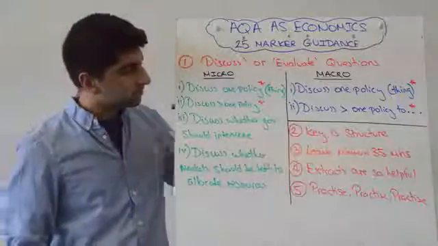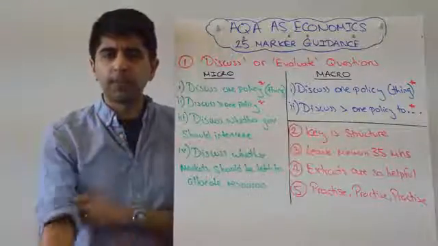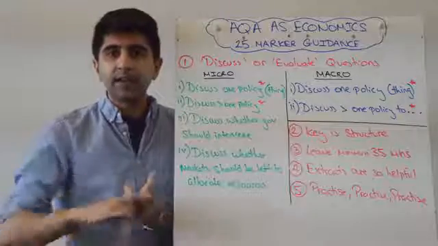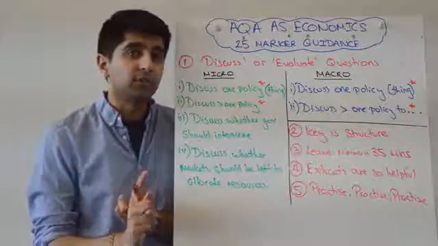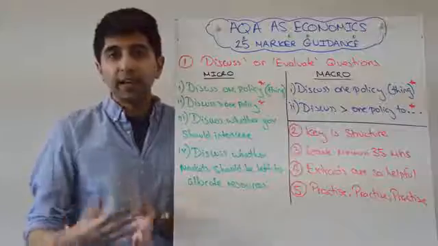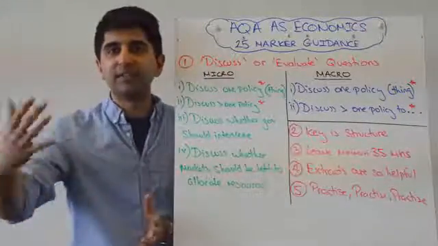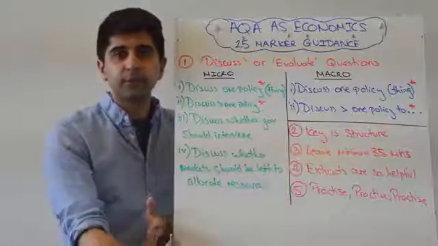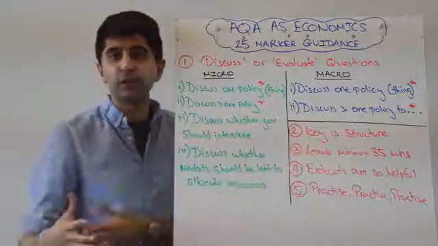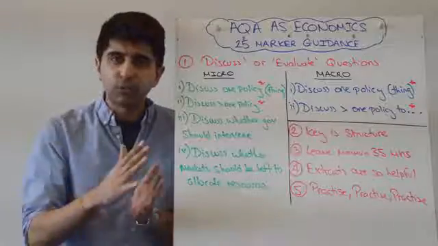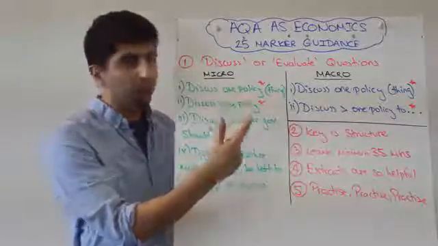It could be discuss more than one policy. So it might be discuss indirect taxation and regulation to solve a given market failure. It could be as simple as discuss a range of policies in reducing the consumption of, or increasing the consumption of, or increasing the production of, or reducing the production of. Right? So it could be a range of policies there, more than one policy.